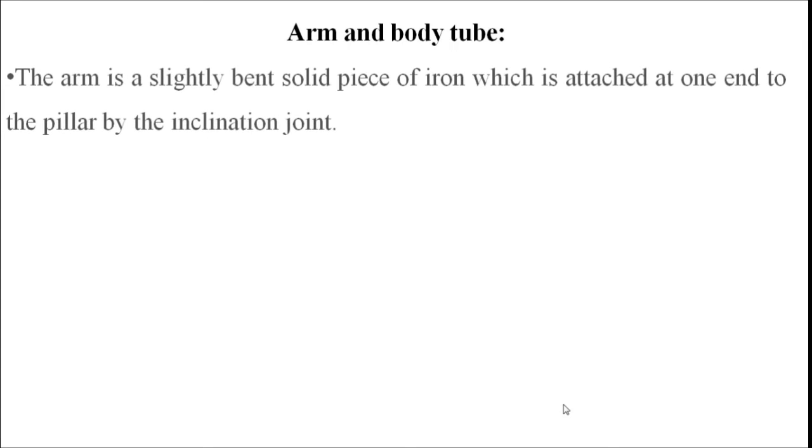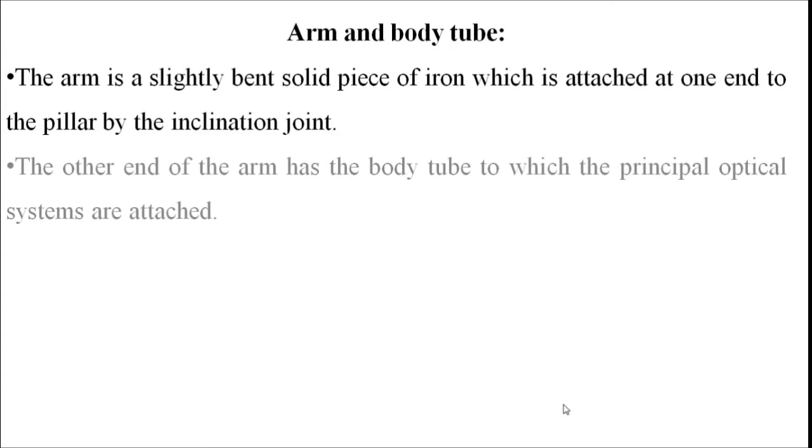The next mechanical parts are the arm and the body tube. The arm is also known as the handle of the microscope, and by using it we can carry the microscope from one place to another. The arm is a bent solid piece of iron attached to the pillar by the inclination joint, while the other end of the arm is attached to the body tube.